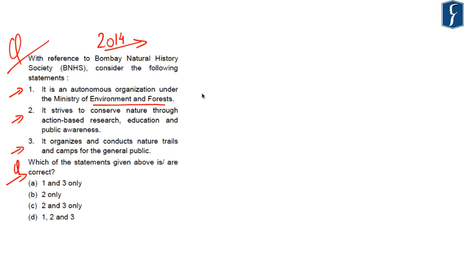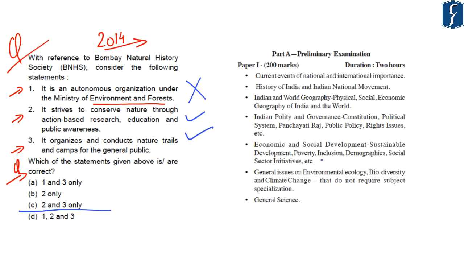So coming back to the answer, the first statement becomes incorrect, as it is not an autonomous organization under the Ministry of Environment and Forest, whereas the second and third options are correct. So the correct answer here is C, that is 2 and 3 only. Now this topic primarily becomes important for your prelims with respect to environmental ecology as well as biodiversity. So with this, let's move on to our next news of discussion.